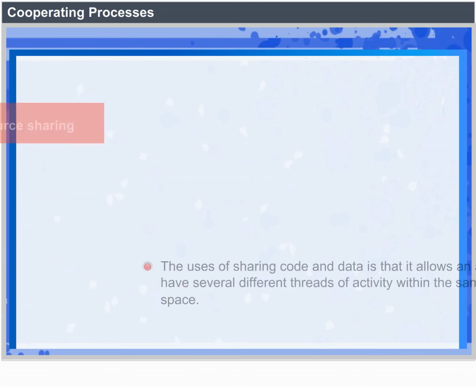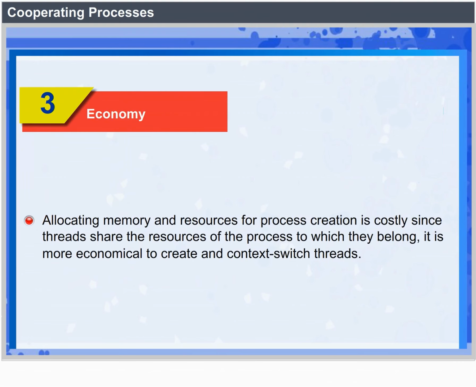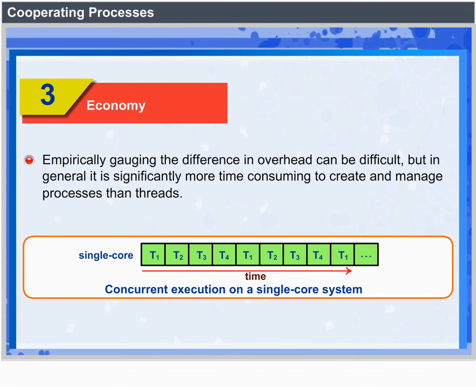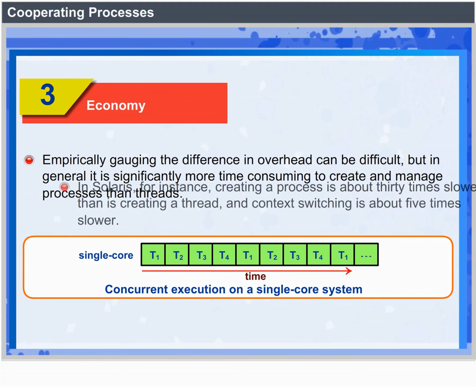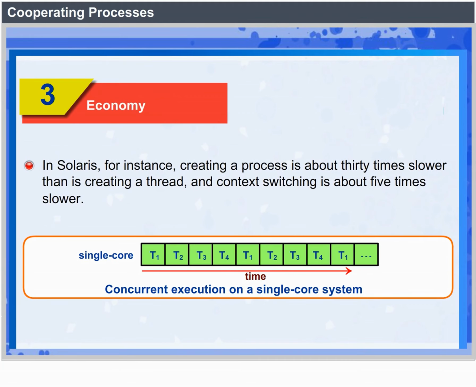Economy. Allocating memory and resources for process creation is costly. Because threads share the resources of the process to which they belong, it is more economical to create and context-switch threads. Empirically, gauging the difference in overhead can be difficult, but in general it is significantly more time-consuming to create and manage processes than threads. In Solaris, for example, creating a process is about 30 times slower than creating a thread, and context switching is about 5 times slower.